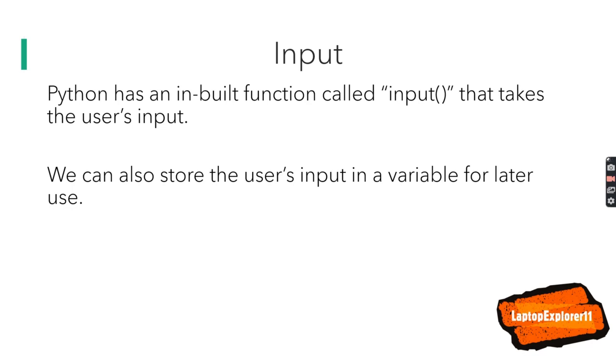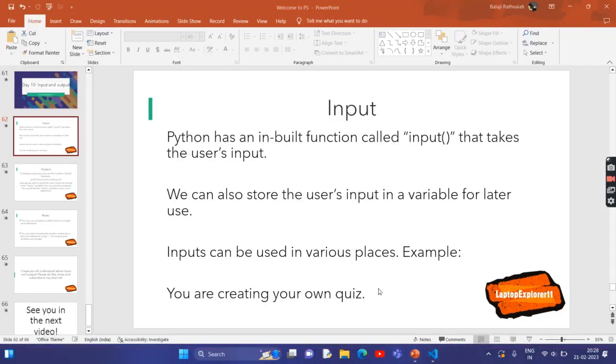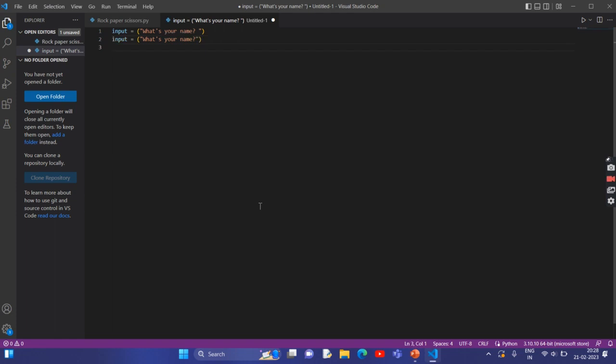We can also store the user's input in a variable for later use. Just like this. Now the input which they give you is going to be stored in the name variable. So whatever you ask them, their answer will be stored in this variable. So in any of the next lines of code, you can use the variable name, and it's going to just type their name.